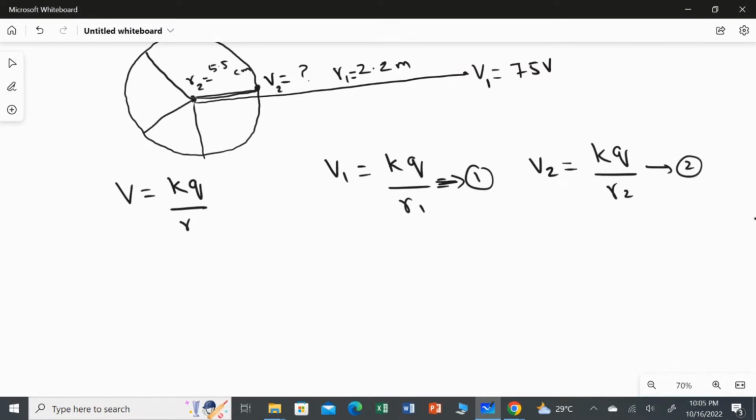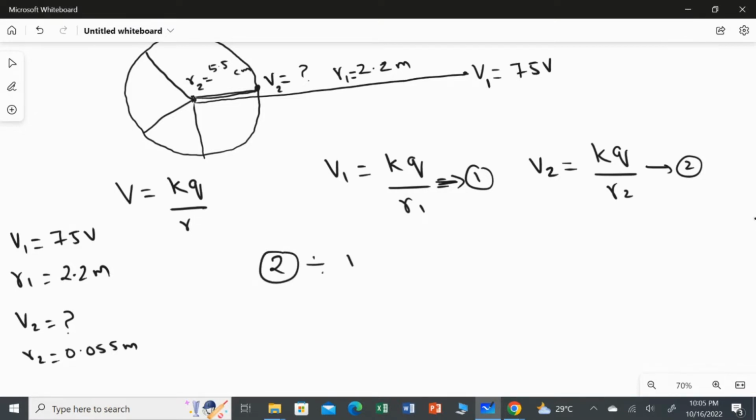So we are going to find the value of V2. Before that, I'll write the values. V1 is 75 volt, R1 is 2.2 meter, V2 is what we are going to find, and R2 is the radius of the sphere, which is 0.055 meter, because I converted centimeter to meter. Now I am going to divide the second equation by the first equation.